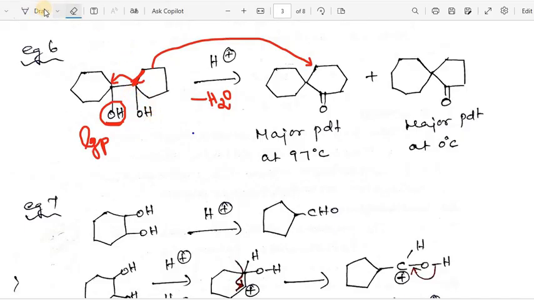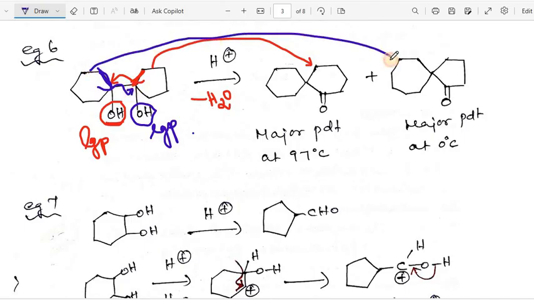The other possibility is, if this OH is removed, if this is the leaving group, then the bond which is trans to this OH will get migrated to this carbon. So the 6-membered ring will get converted to a 7-membered ring. We can understand now, the 6-membered ring will get converted to a 7-membered ring, isn't it?